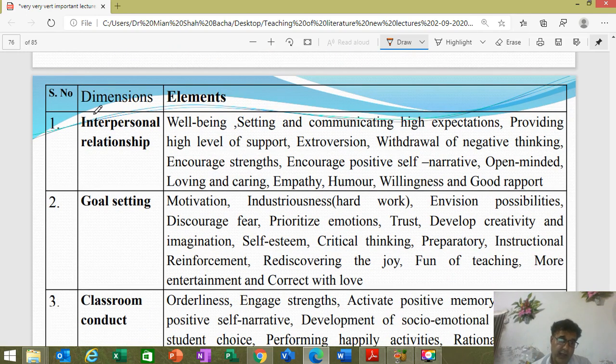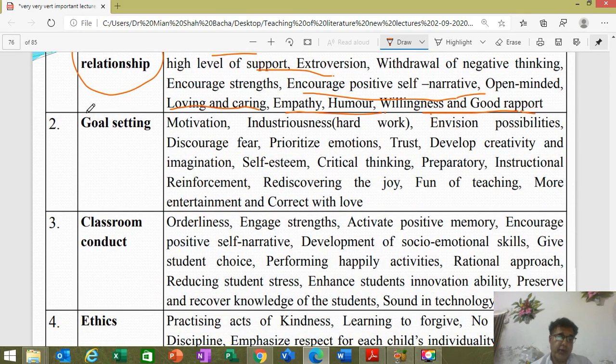For example, we have to develop interpersonal relationships, which include well-being, setting and communicating high expectations, providing a high level of support, extroversion, withdrawal of negative thinking, encouraging positive self-narrative, open-mindedness, loving and caring, empathy, humor, willingness, and good rapport. Okay, and then we should try to have goal setting and motivation. I mean, we have to motivate our students.